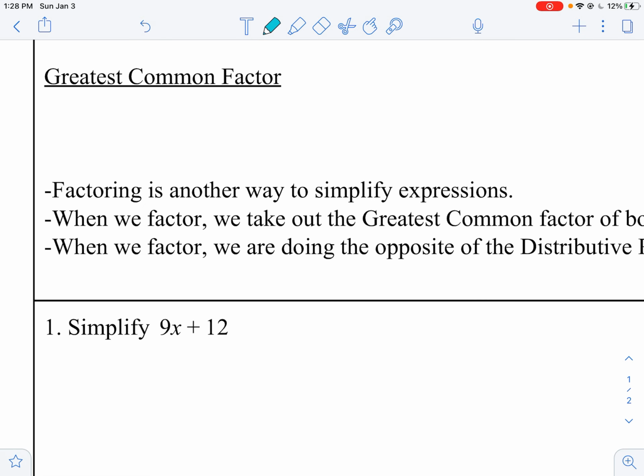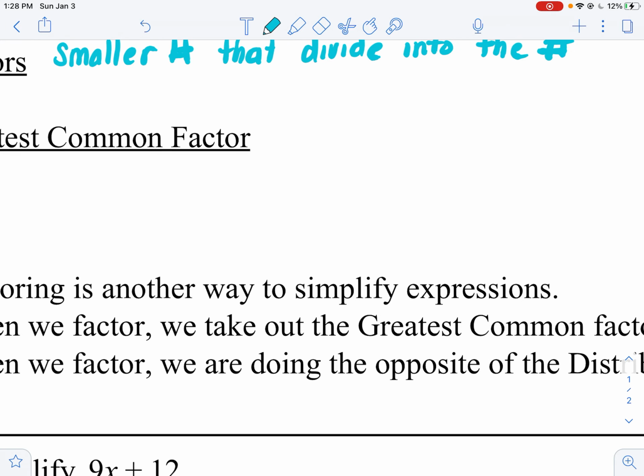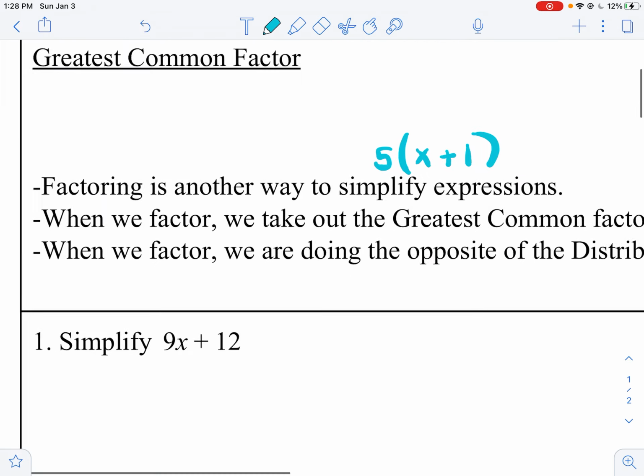Now, when we are factoring, it's another way to simplify expressions. You might think that we are unsimplifying expressions when we are factoring because we just learned the distributive property. When we factor, we take out the greatest common factor of both terms, and we do the opposite of the distributive property. So remember in distributive property, it kind of looked like this: 5 parentheses x plus 1. We want our answer to look like this, okay?